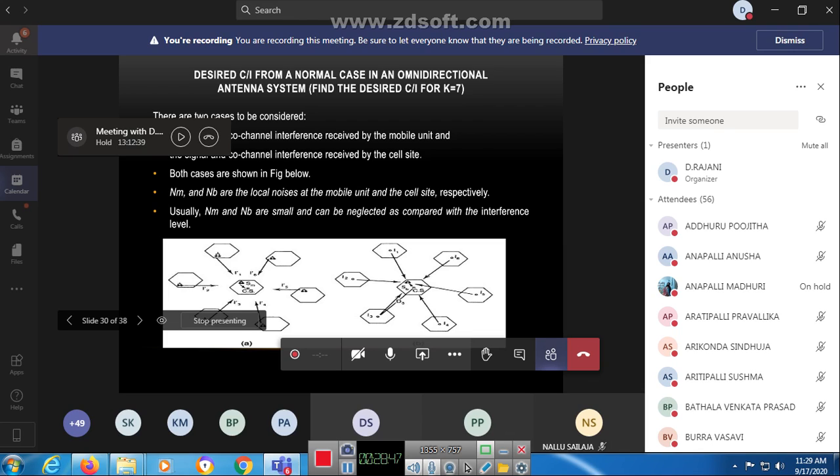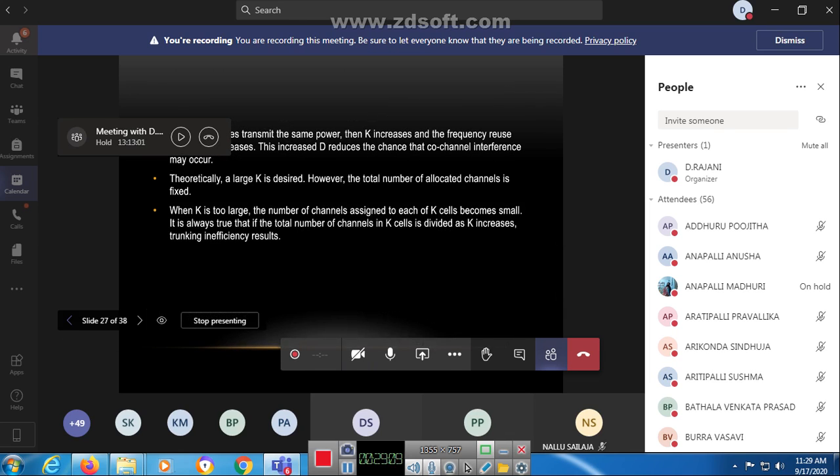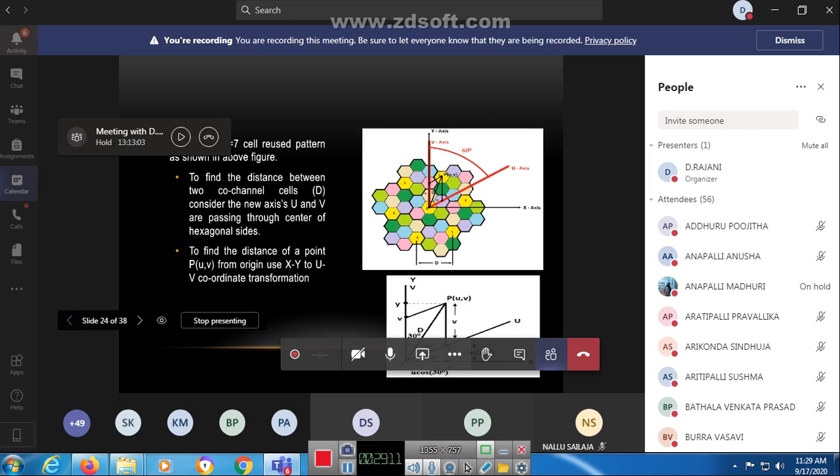Omnidirectional means here we have to know about the antenna system. Antenna system means first we basically know how many antennas are there, and which antenna we are using. Likewise we will discuss in the next class. Okay, clear to all of you? I will repeat the topics we discussed in the class.